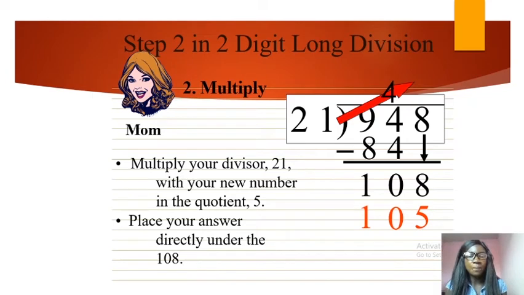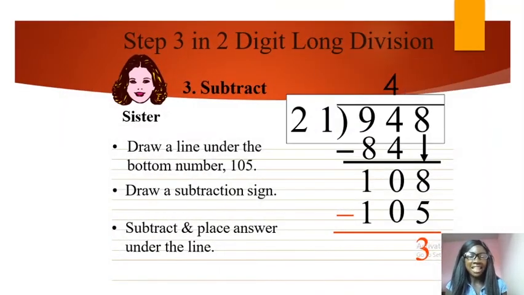So now we are going to multiply the divisor 21 with the new number. And what's our new number? Our new number is 5. Okay, this is my cursor, follow my cursor. We're going to multiply the divisor, which is 21, with the new number in the quotient. Now this time around you're going to take just the new number. You're not going to say 21 multiplied by 45. No, you're going to say 21 multiplied by 5. And you place your answer directly under 108. So 21 multiplied by 5 is 105.